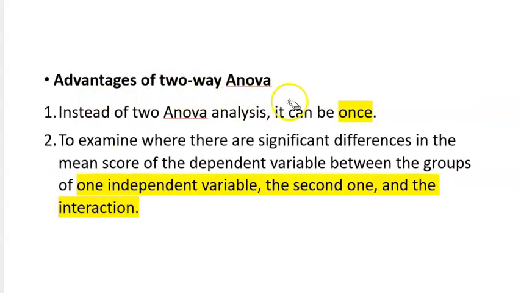The advantage of two-way ANOVA is that instead of two ANOVA analyses, it can be done once. Instead of doing programs and number followed on Instagram in one analysis, and gender and number followed in a second analysis, you can combine them and run only one analysis to find the result. And you examine whether there are significant differences in the mean score of the dependent variable between the groups of the first independent variable and the second one, and also the interaction between them. This is the advantage of the two-way ANOVA.